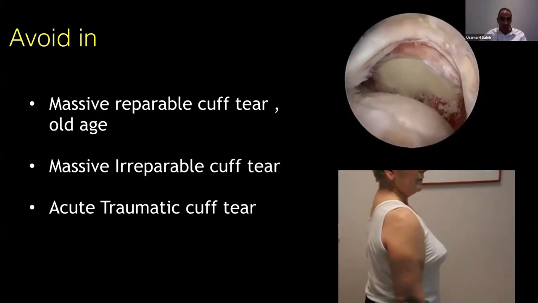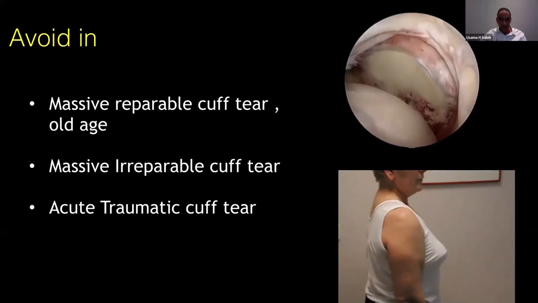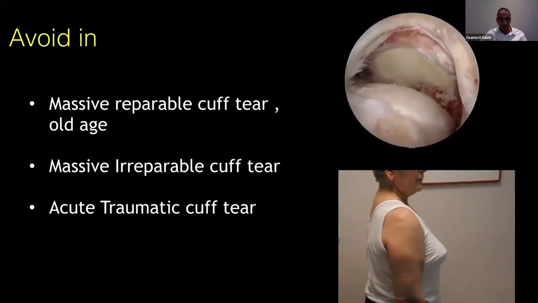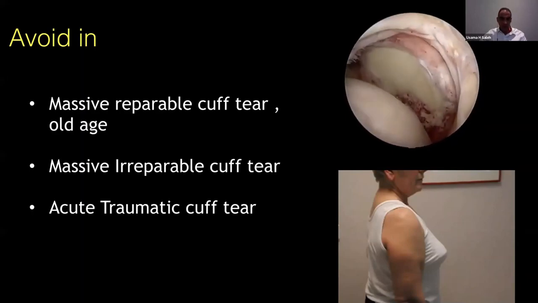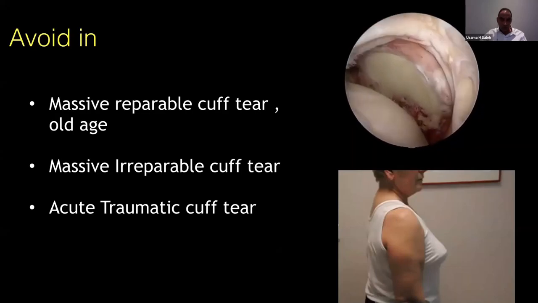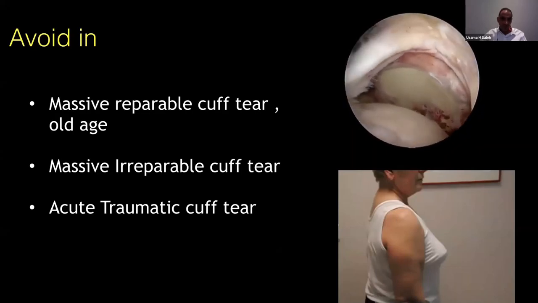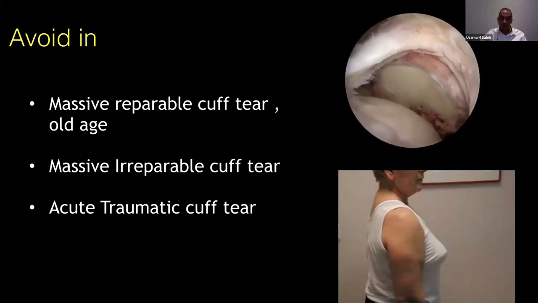The massive irreparable cuff tear in a patient who has a good, decent function, but his main problem is pain. Usually for this patient, we do subacromial debridement, biceps tenotomy, and partial repair. In this patient as well, don't do acromioplasty and release the CA ligament. And of course, in an acute traumatic patient, there is no need for doing such a procedure.